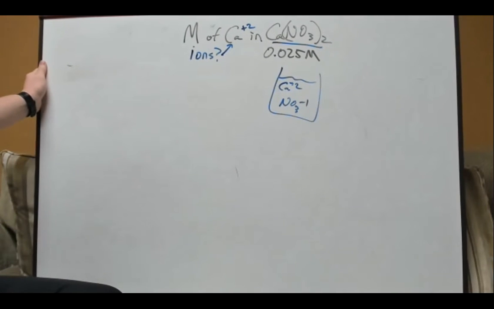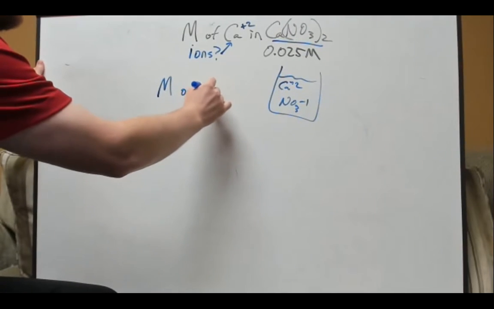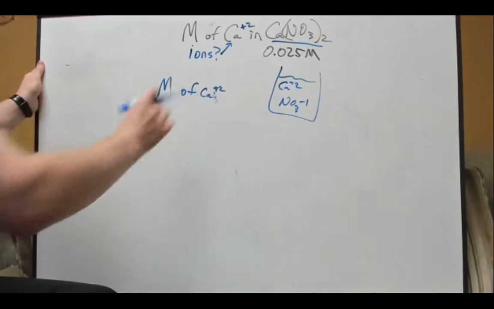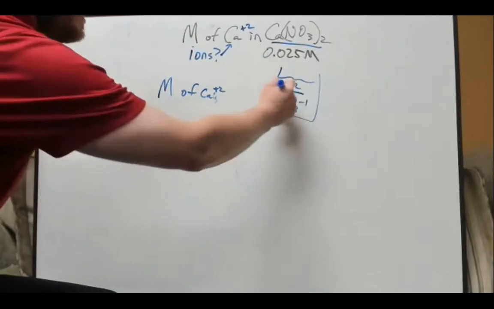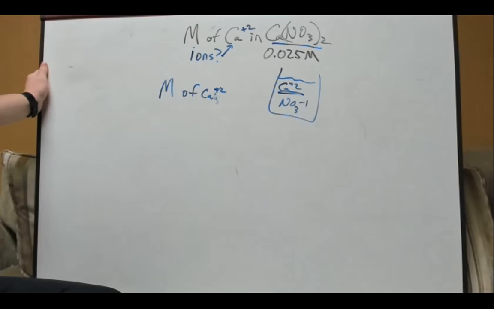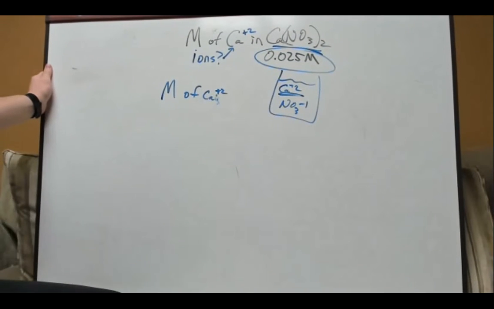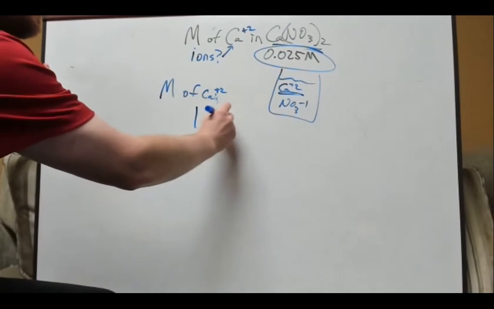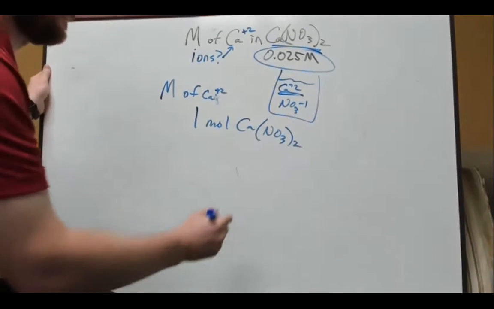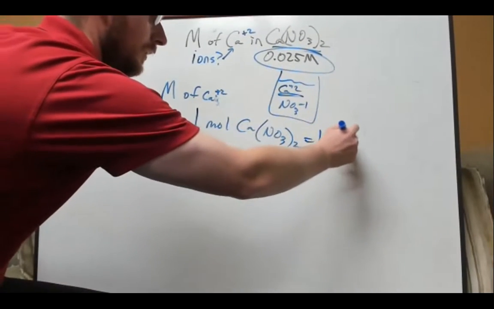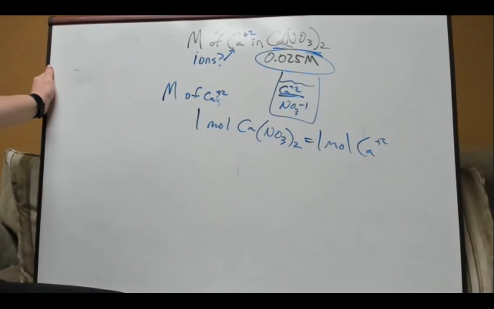Let's look at it real quick. The molarity of calcium 2+. Let's say it dissociates completely like we said over here. What is the molarity of the calcium? Exactly, it's going to be the molarity of whatever the compound is, because for every 1 mole of calcium nitrate, there is 1 mole of calcium ions.